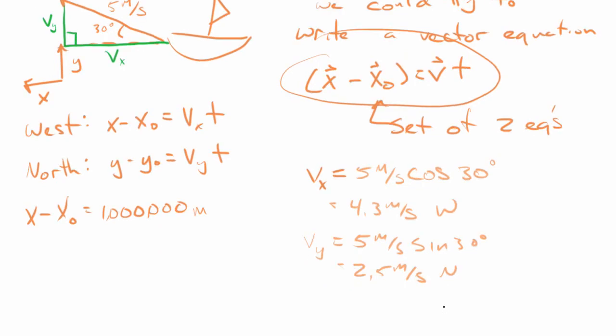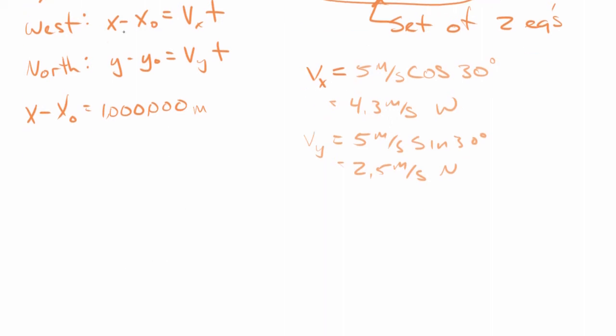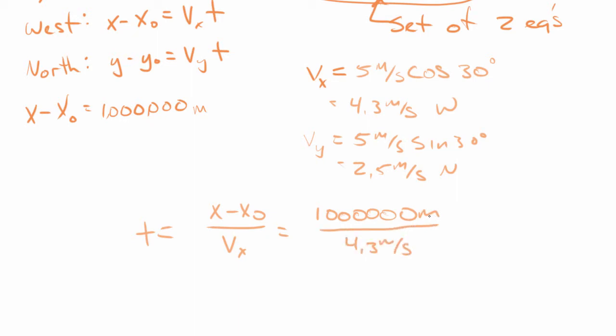Now in this particular problem, I don't actually need the y component of the velocity, because I'm just asking about the displacement in the x direction. So I have enough information here with my 4.3 meters per second to solve this. I know delta x, I know Vx, I'm solving for t. So t is equal to x minus x naught divided by v sub x. The numerator is 1 million meters. The denominator is 4.3 meters per second. Meters divided by second is second, so I have the right units. And if I solve that, I should get 2.3 times 10 to the 5th seconds. However many hours, I don't remember, but that's roughly 3 days.